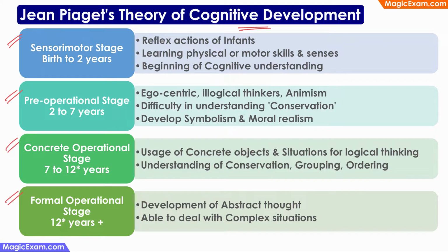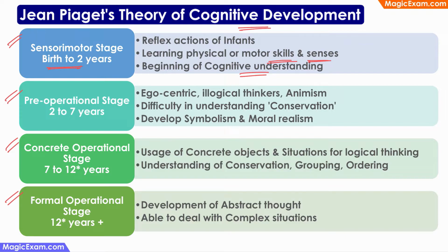Now sensorimotor stage is from birth to 2 years. At this age, the child is still learning to control his own senses and motor skills. That is, the child is learning to understand what it is that he is seeing or hearing and also to control his own body. And this is also the beginning of cognitive understanding because the child is still very young.